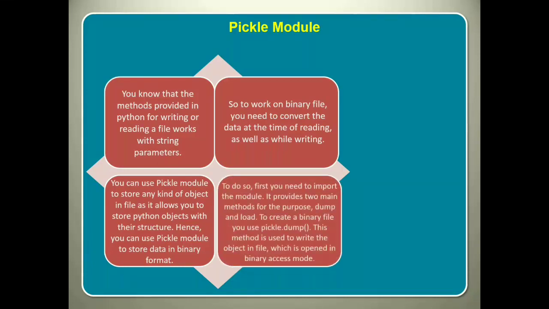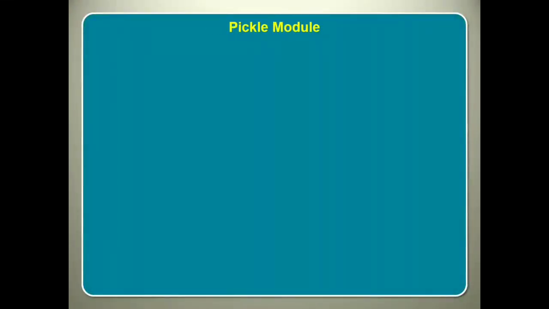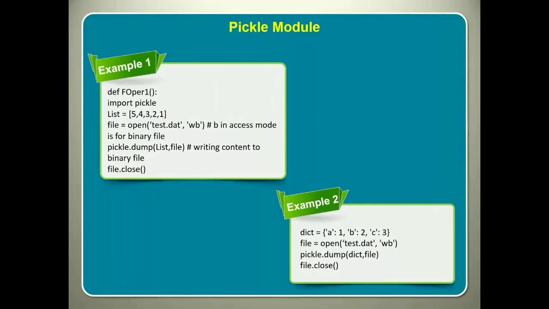To do so, first you need to import the module. It provides 2 main methods for the purpose: dump and load. To create a binary file, you use the pickle.dump method. This method is used to write the object in a file, which is opened in binary access mode. Syntax of dump method is dump(object, file object). Here is an example of writing a dictionary in a binary file.